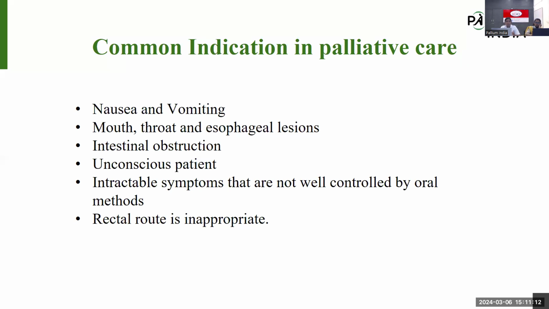The next one is parenteral nutrition. But we know that due to the unavailability of a patent IV line, we can choose subcutaneous infusion for that patient also. Then, if the patient is unconscious, we can choose subcutaneous infusion. Then, intractable symptoms that are not controlled by oral methods. What do you mean by intractable symptoms that are not controlled by oral methods? Any idea?